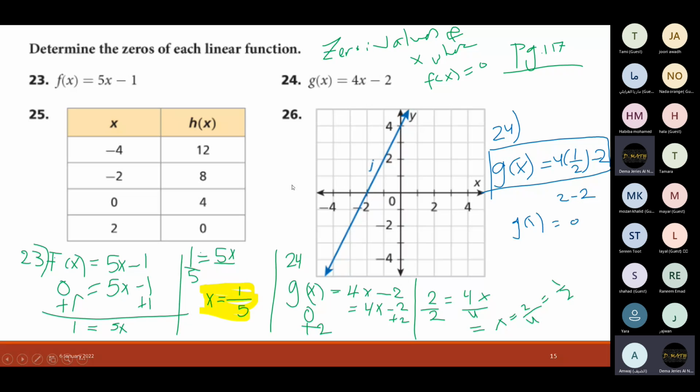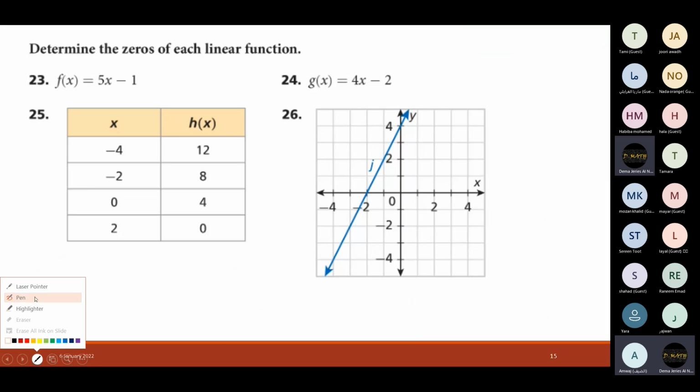So this is how you will find the 0 of the function for number 23 and number 24 if you have a function in standard form. Do you have any question? No. Okay. Let's go now to number 25.